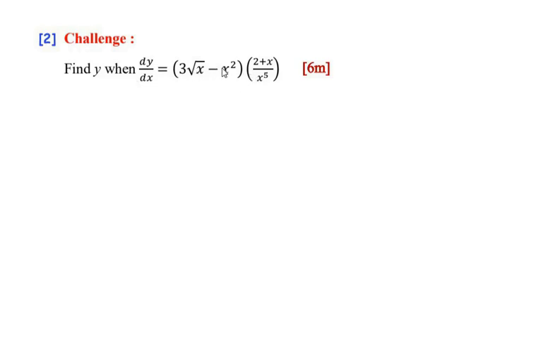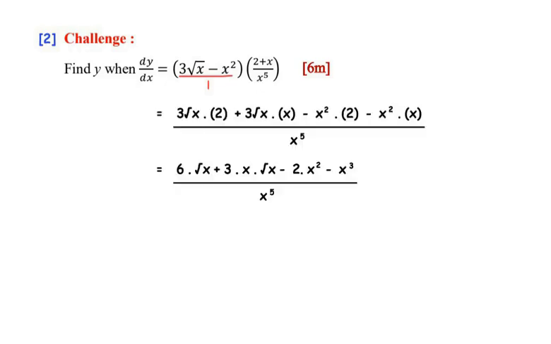So 3 root x minus x square can be written as 3 root x minus x square over 1. Now we are going to expand the brackets in the numerator and we are going to multiply the denominator terms, giving us now 3 root x multiplies with 2, giving us 3 root x times 2 plus now 3 root x multiplies with plus x, giving us plus 3 root x times x.